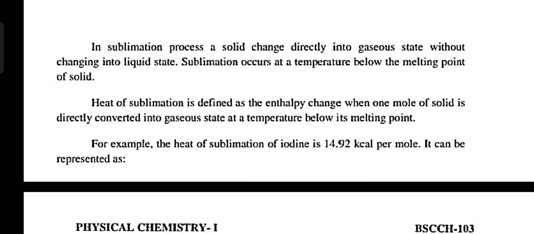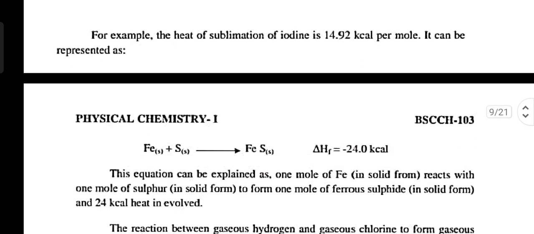It can be represented as Fe plus S solid give FeS solid, heat of formation is equal to −24 kilocalorie. This equation can be explained as 1 mole of iron reacts with 1 mole of sulfur in solid form to form 1 mole of iron sulfide in solid form, and 24 kilocalorie of heat is evolved.